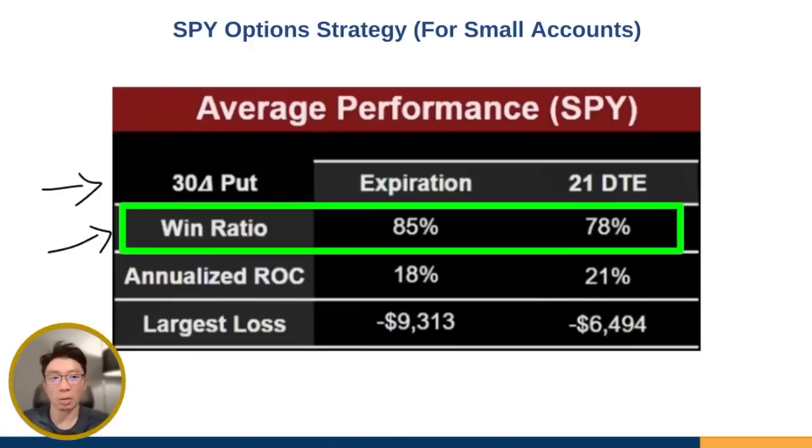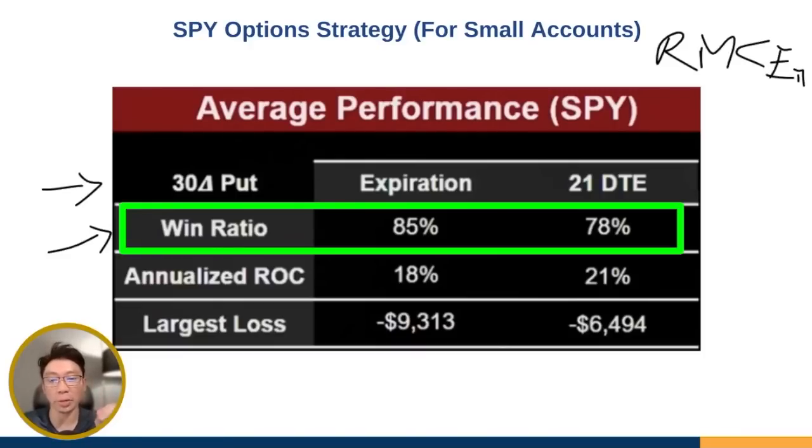Because 30 delta also indicates that, at expiration, there's a 30% chance that this put option will be in the money, which means to say you'll be losing money. So the win rate should be theoretically about 70%. So why is it showing 85% win rate at expiration and 78% win rate at 21 DTE? Well, the answer is because there's the edge, whereby the realized move is often a lot lesser than the expected move if you go for the DTEs that are 45 days and above.